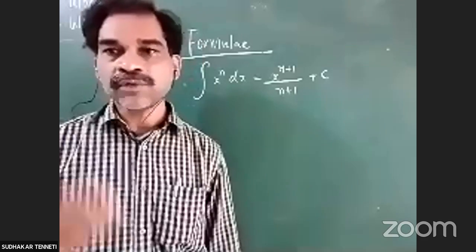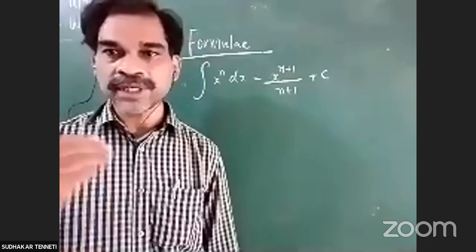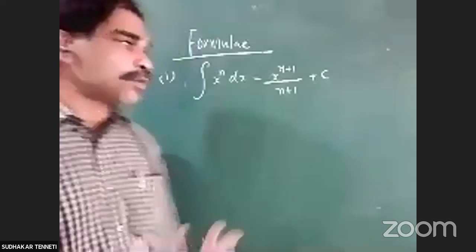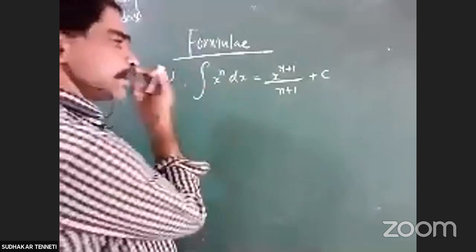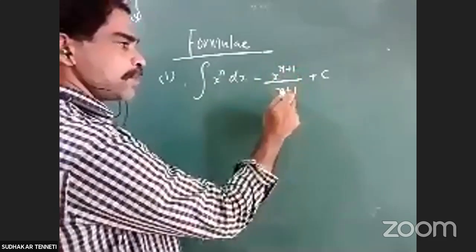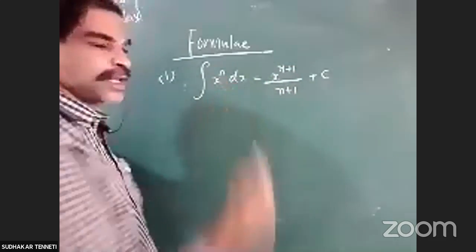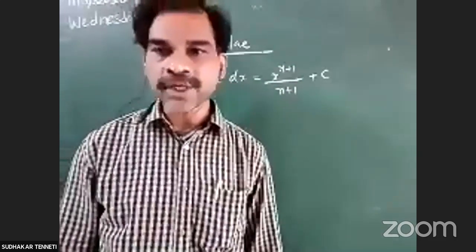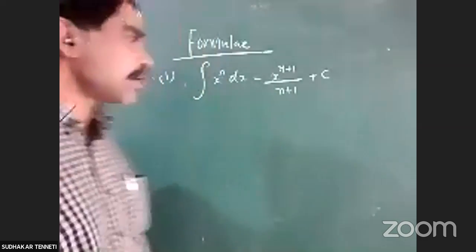Already the proof is there in one video. Sir will send you that formula proof. Proof is nothing but just taking differentiation of this: d by dx of x power n plus 1 by n plus 1, you will get x power n. So that is most important. That is the first formula, all of you know.